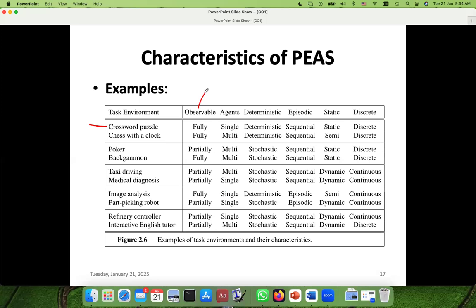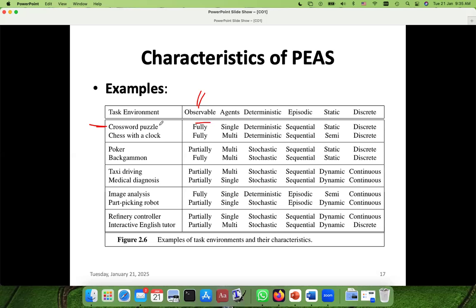Crossword puzzle is a small game. If you think you are an agent, and you are seeing the whole crossword, is it fully observable or partially observable? Fully observable means you can see all the states of the environment. If that puzzle is in front of you, you can see each and every cell with all letters. So it is fully observable, not partially observable. The thing which is hidden, you have to complete it, but the states which are in display, all are in display.